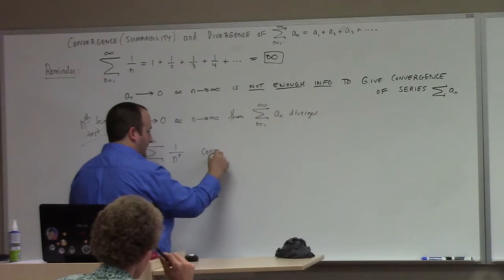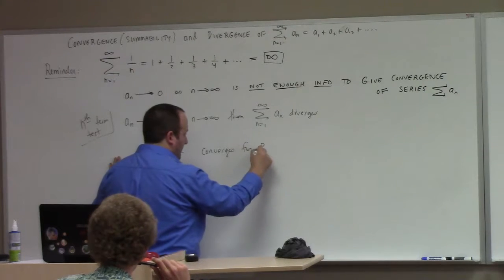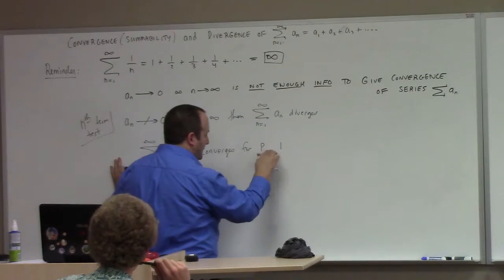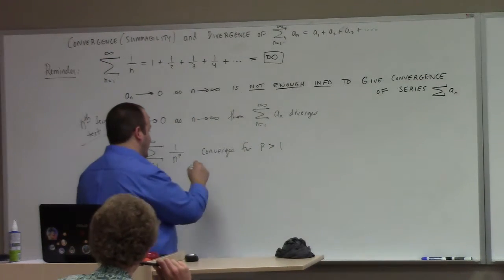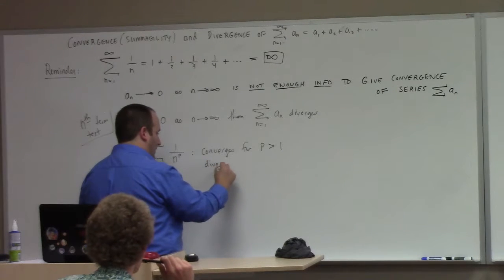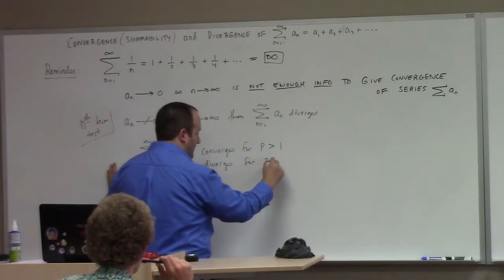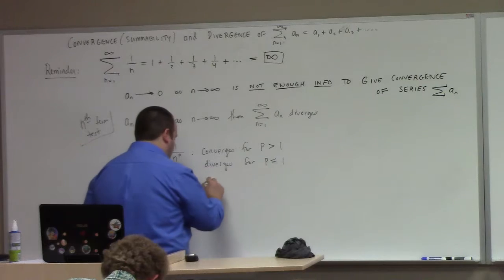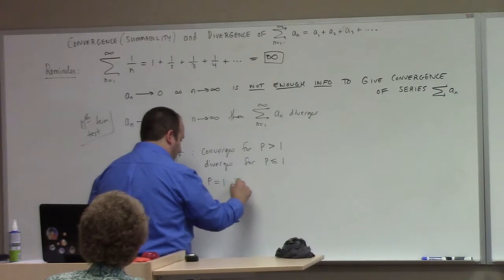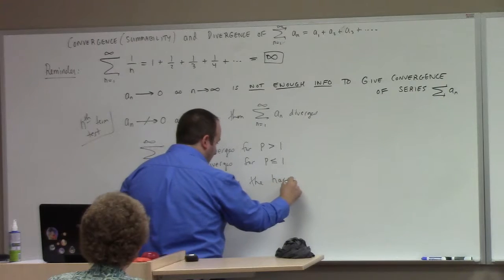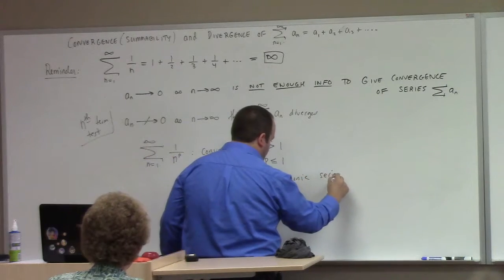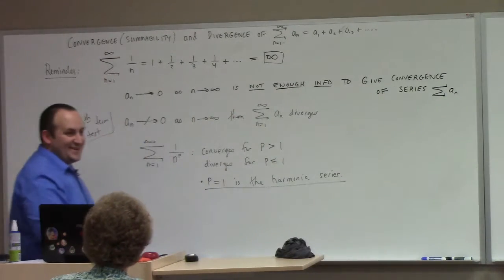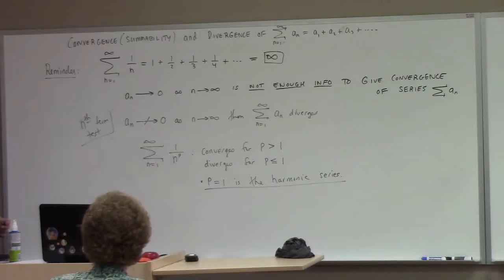This converges for p less than 1. I'm sorry, that's exactly backwards. If p is greater than 1, and it diverges for p less than or equal to 1. In fact, p equals 1, that dividing line, is the harmonic series. If you've been paying attention this week, it's kind of hard to miss me saying that. Like, it's starting to get insulting at this point, right? So I'm going to stop.